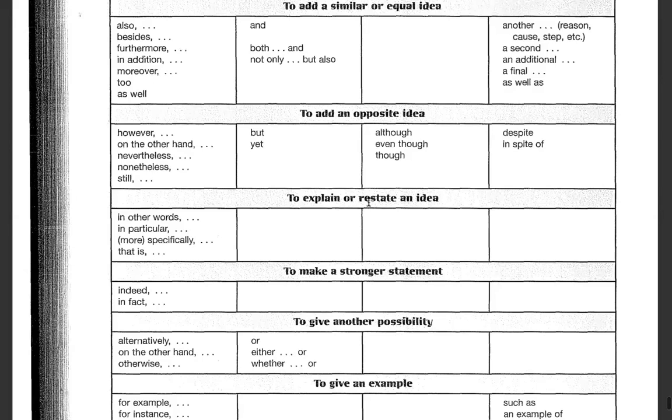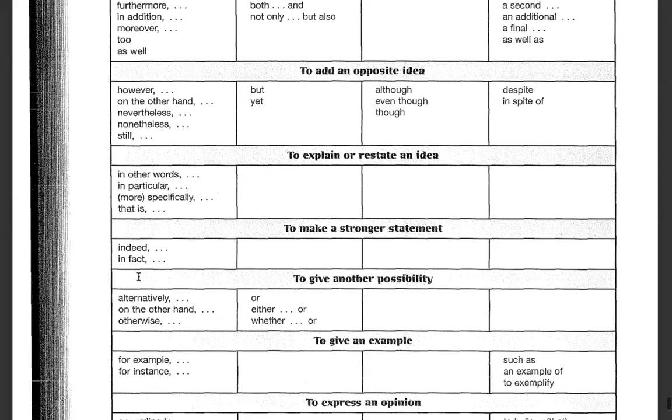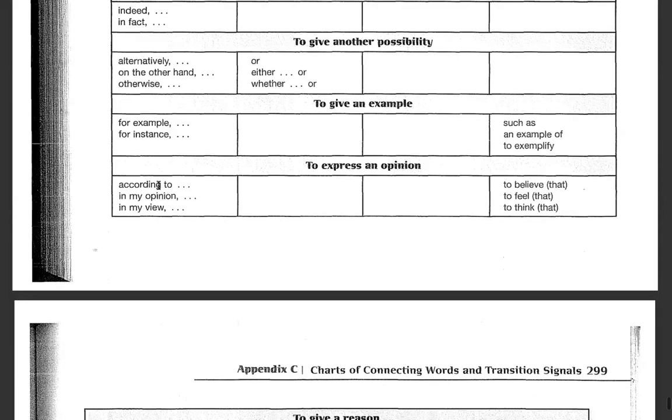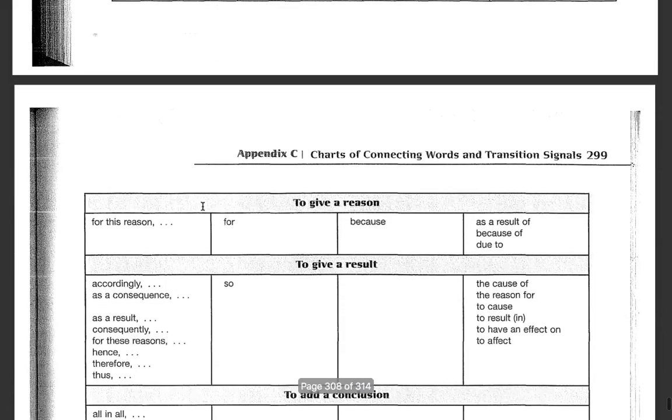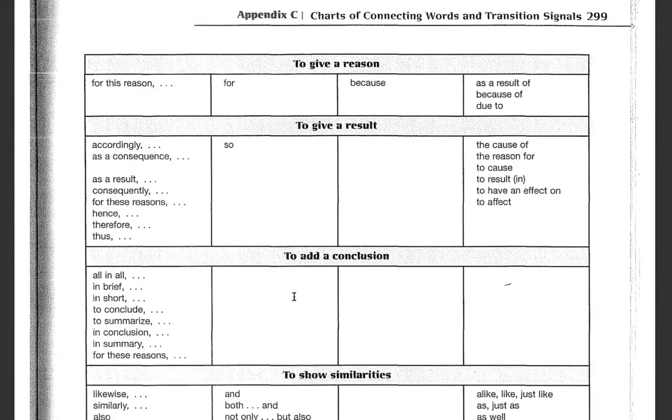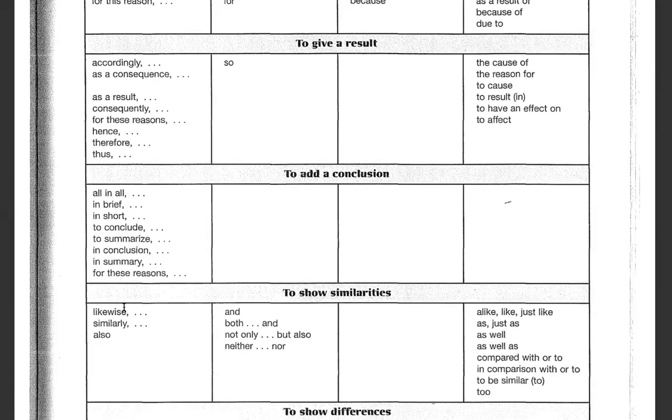To explain or state an idea: in other words, in particular. To make a stronger statement: in fact, indeed. To give another possibility or option: on the other hand, otherwise. To give an example: for example, for instance. To give an opinion: in my opinion, in my view, according to. For a reason or result: for this reason, accordingly, as a result. To conclude: all in all, in brief, in short. All of this helps me organize my ideas.